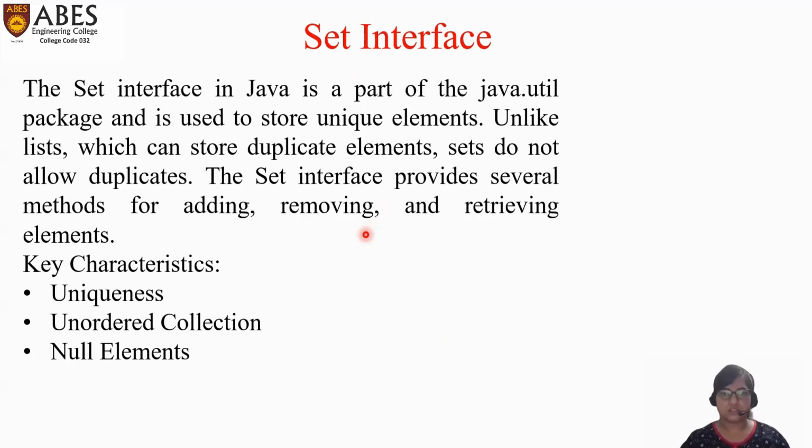There are some key characteristics of the Set interface, and the first one is uniqueness. Uniqueness means no duplicate elements are allowed in the set. The set doesn't contain duplicate elements inside it. Next we have unordered collection. That means in a set, elements are inserted in any order. They do not follow any specific order, and it depends on the implementation. Next, we have null elements. Sets support only one null element inside them. So that's all about the Set interface. Let's move forward.